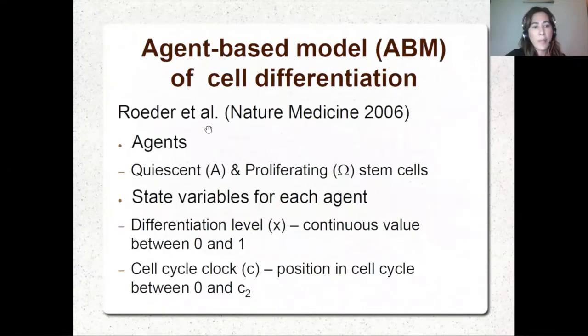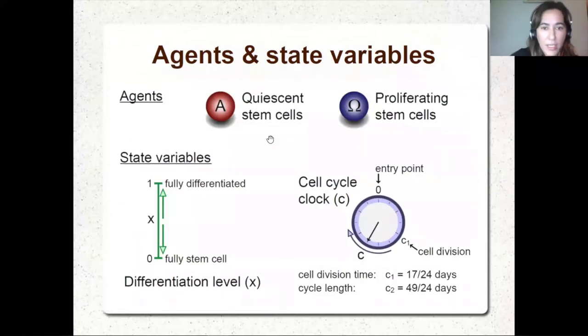The original ABM was designed by Rhoda and published in Nature magazine in 2006. This model has two different types of agents: quiescent stem cells and proliferating stem cells. Both can have state variables for the differentiation level between 0 and 1. A cell with a differentiation level of 0 is a full stem cell, and if it reaches all the way to 1, then it's a fully differentiated cell.